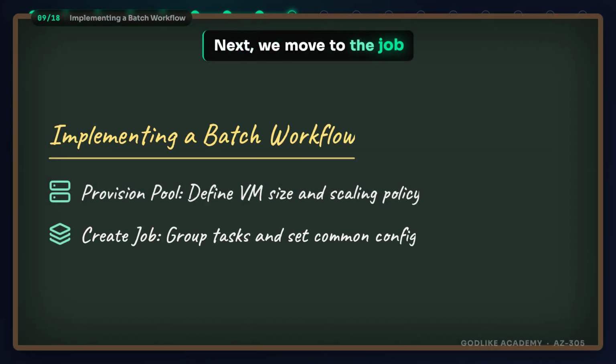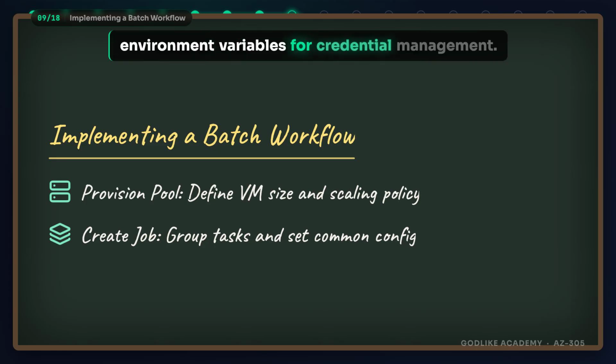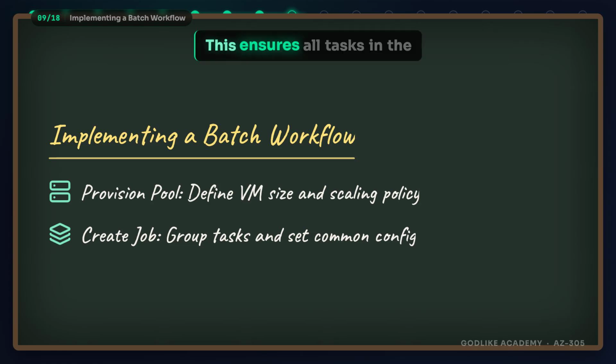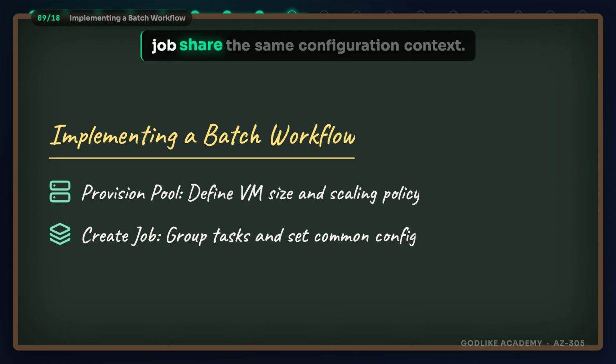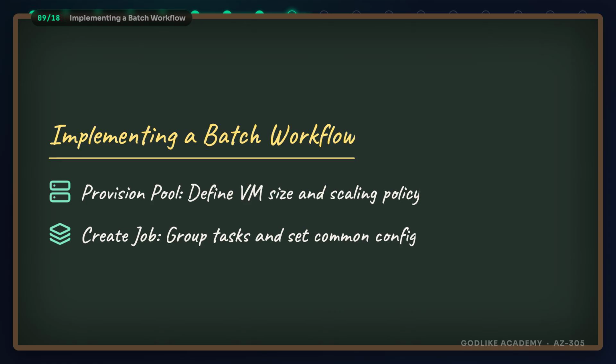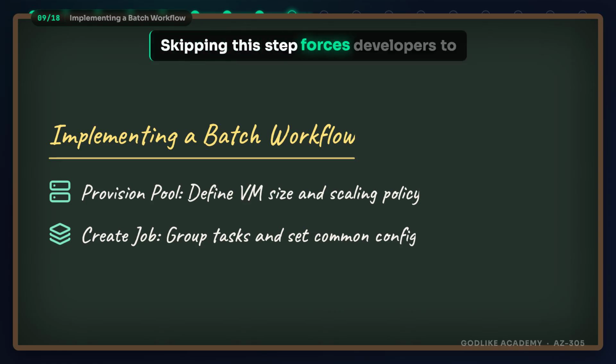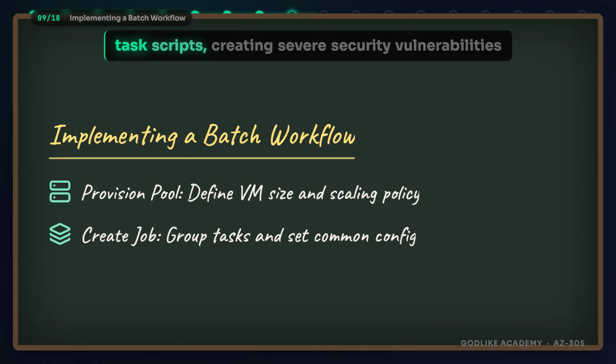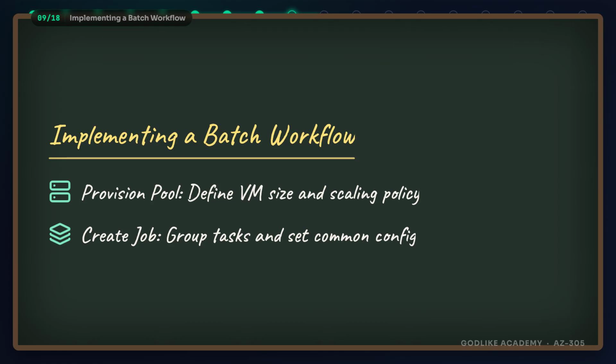Next, we move to the job level. Once the pool is ready, you create a job to group your tasks and define common settings like environment variables for credential management. This ensures all tasks in the job share the same configuration context. Skipping this step forces developers to hardcode sensitive values directly into task scripts, creating severe security vulnerabilities during audits.